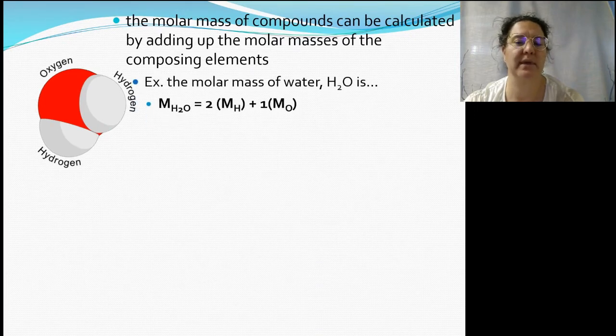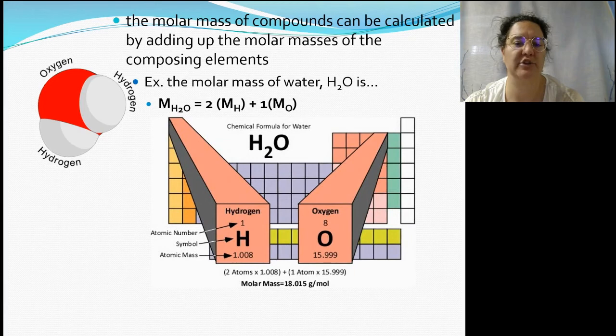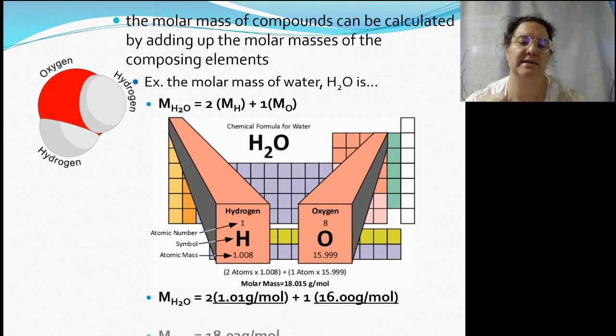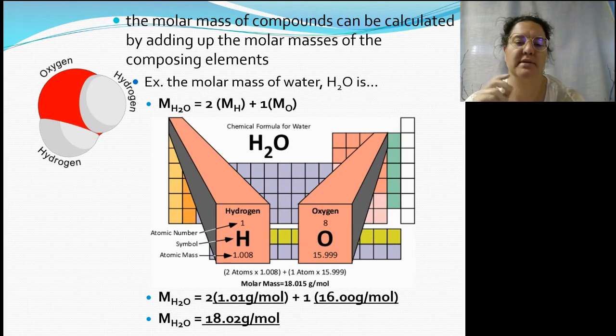Molar mass of compounds can be calculated by adding up the molar mass of its composing elements. So we can calculate the molar mass of water by writing its chemical formula, H2O. So we're going to take 2 times the molar mass of hydrogen plus 1 times the molar mass of oxygen. So we have 2 atoms at 1.008 and 1 atom at 15.999. So the molar mass of water is 18.015 grams per mole. Now sometimes this will calculate to 18.02 grams per mole because oxygen has been rounded up to just 2 decimal places, and same with hydrogen.